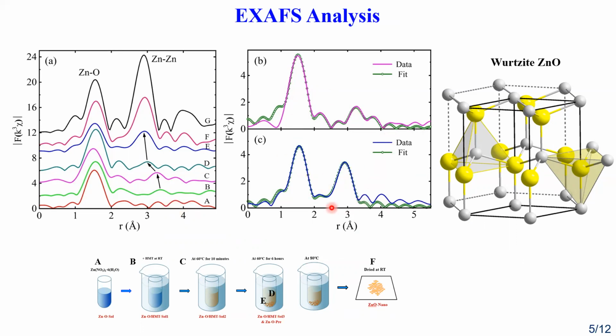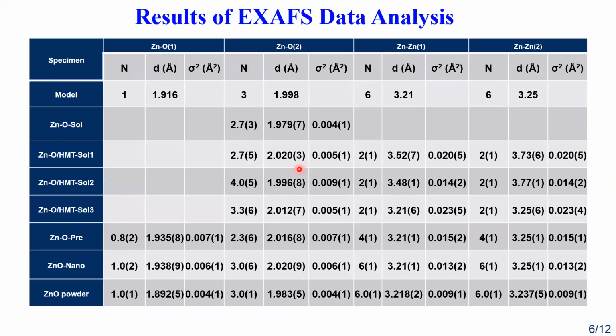This is some representative fit result, a fit of the zinc oxide data. Here the open circles correspond to the fit, and the solid line is the data. This data corresponds to this one, and this data to this one. From the XAFS fit, we get quantitative information about the local structures.